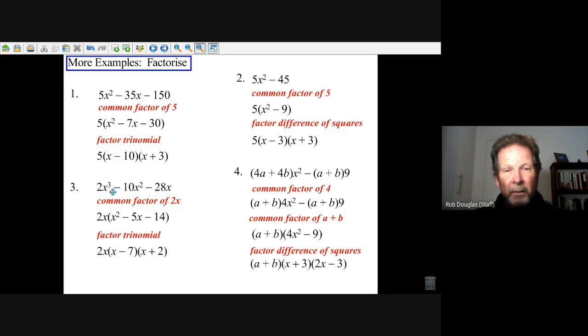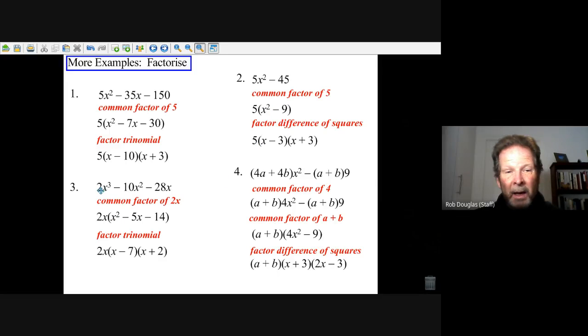Here we can look at question 2. You see that 5 goes into 5 and 45, so you write it in front. 5 times x squared, 5 times minus 9 is the minus 45, and then you factor the difference of squares. If you've got two things that are squared, you can take the square root of each thing and you get your answer right away. x minus 3, x plus 3 is your answer. Remember to bring down the 5.